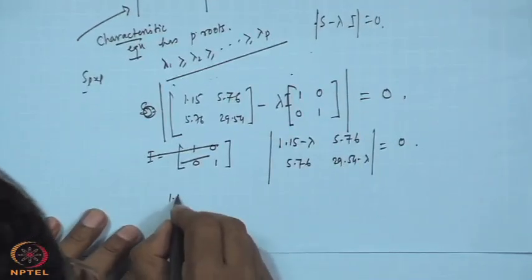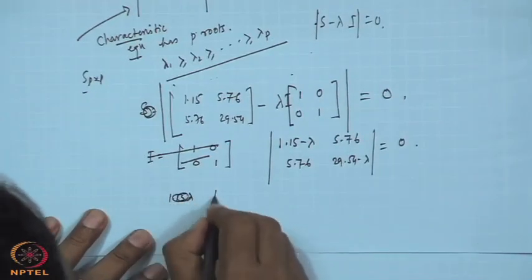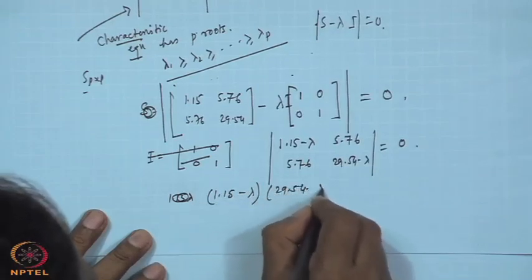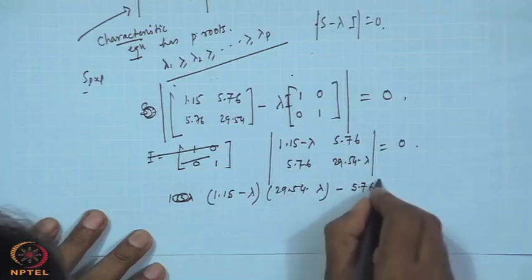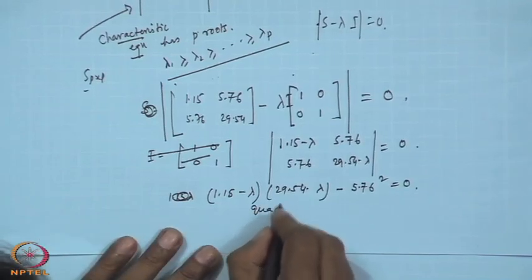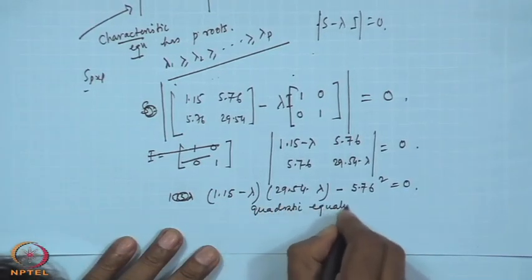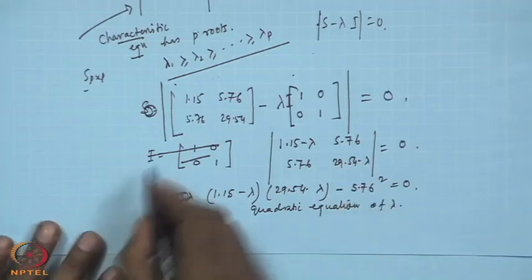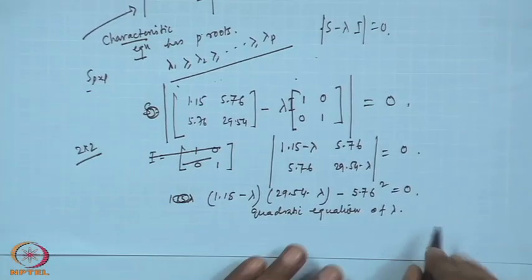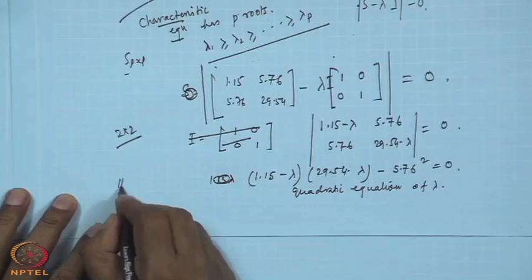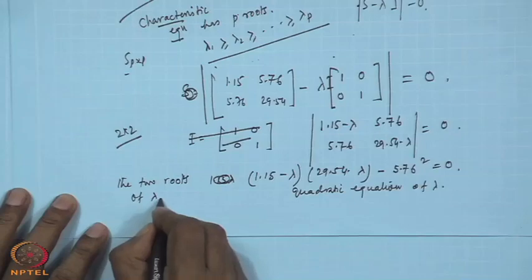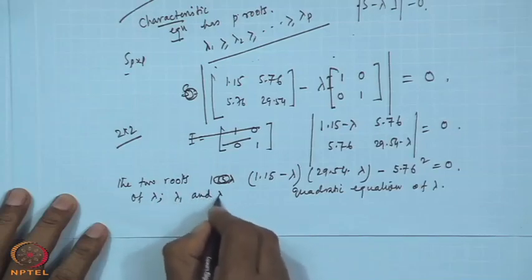So, ultimately you will find 1.15 minus lambda, into 29.54 minus lambda, minus 5.76 square equal to 0. It is a quadratic equation of lambda, because our S is 2 cross 2. So, there will be 2 roots, lambda 1 and lambda 2.